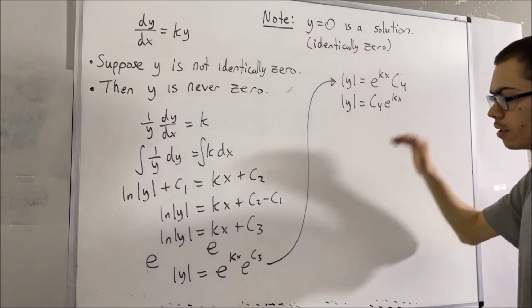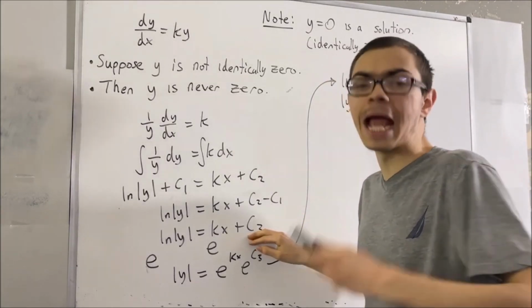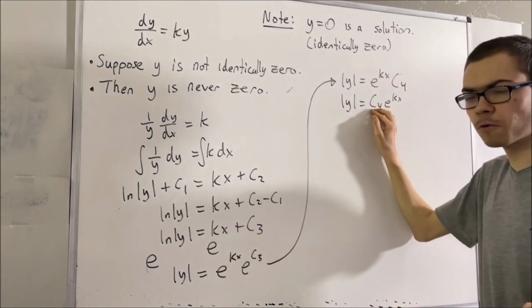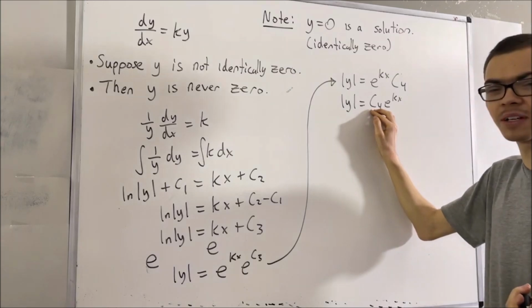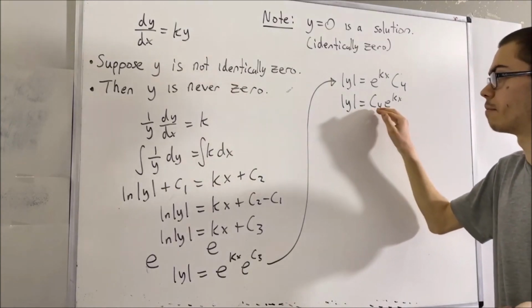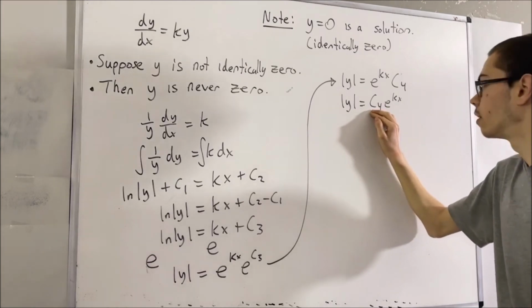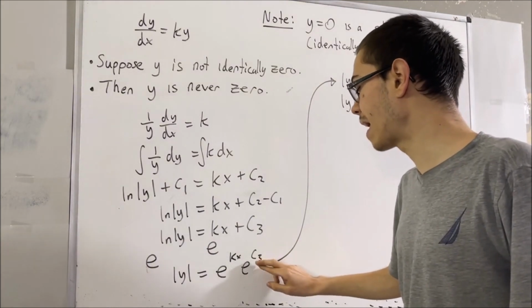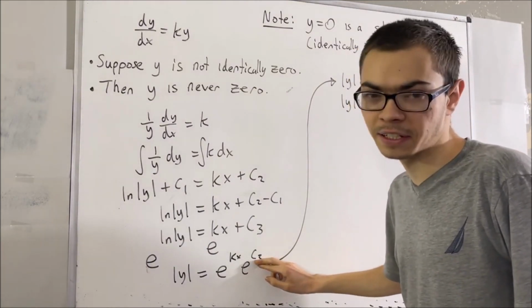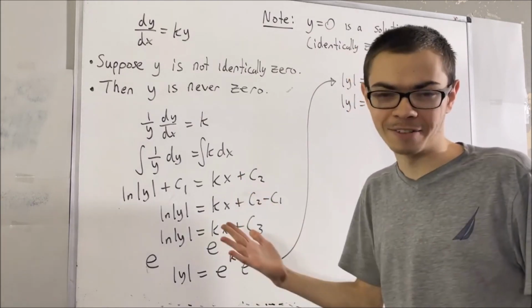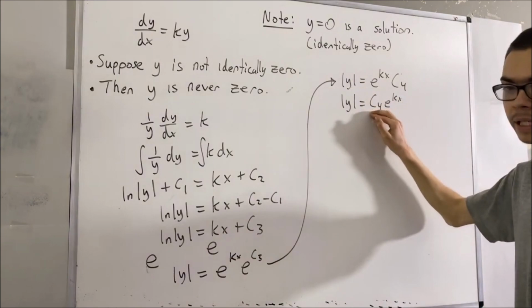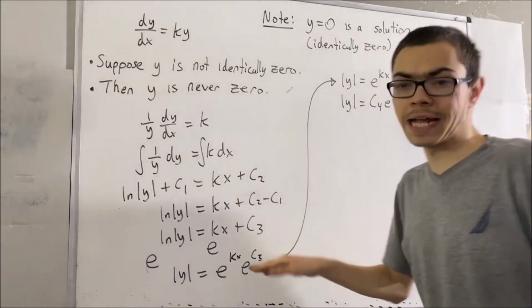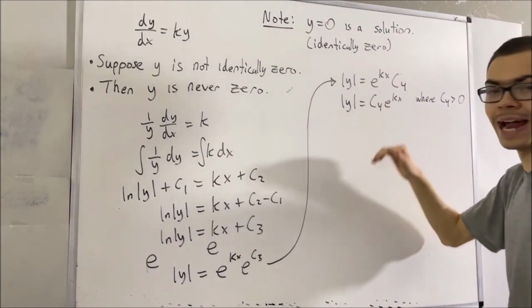But here's the thing. c3 could really be any real number for our constant. Can c4 be any real number for our constant? Turns out no. c4 must be a positive constant. The reason is because c4 is equal to e to the power of c3, and e to the power of anything is always positive. So in general, c3 could be any real number, while c4 could be any positive real number.